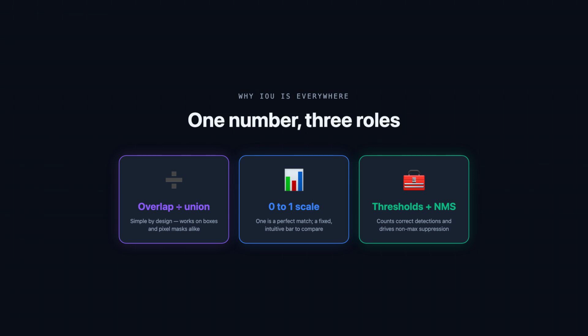Third, the jobs it does. Detections count as correct only when IOU beats a threshold, commonly 0.5, and mean average precision is computed by sweeping across several of those thresholds. IOU also drives non-max suppression to kill duplicate boxes, and some models even train directly on an IOU-based loss like GIOU, because it lines up with the metric far better than raw corner coordinate error ever could.